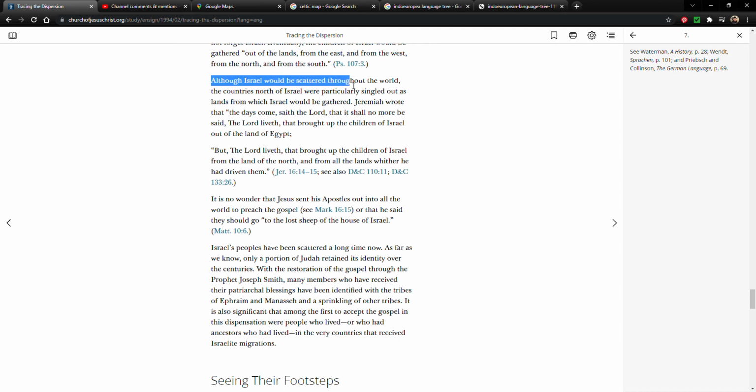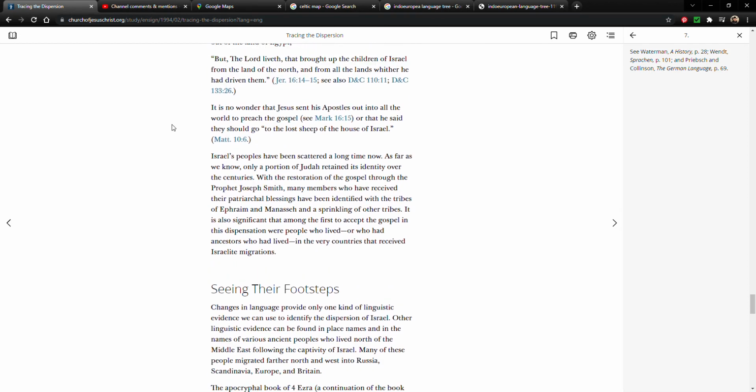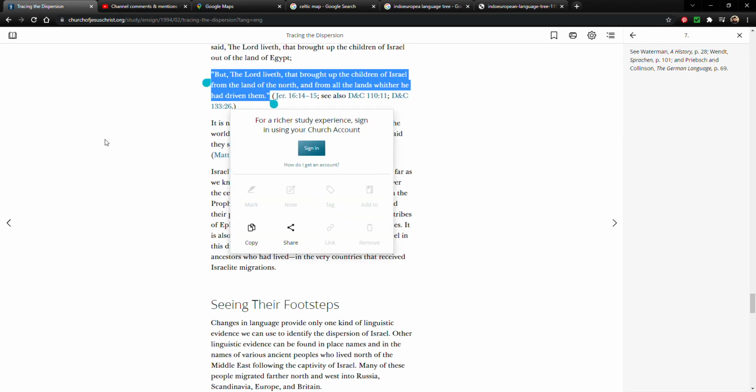Although Israel would be scattered throughout the world, the countries north of Israel were particularly singled out as lands from which Israel would be gathered. Jeremiah wrote that, "The days come, saith the Lord, that it shall no longer be said, the Lord liveth, that brought up the children of Israel out of the land of Egypt, but the Lord liveth, that brought up the children of Israel from the land of the north, and from all the lands whither he hath driven them."